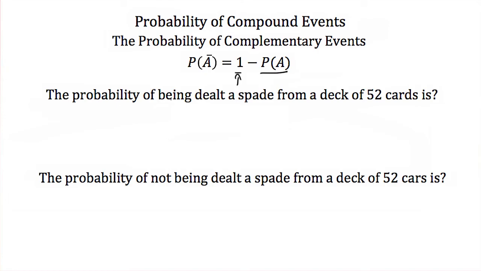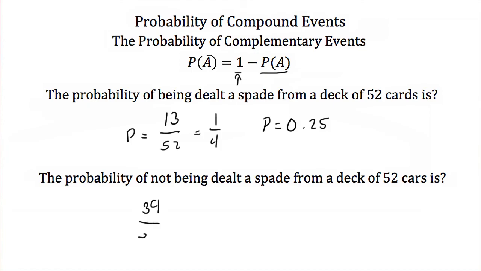So what's the probability of being dealt a spade from a deck of 52 cards? Well, there's 13 spades in a deck of 52 cards, so our probability would just be 13 over 52. This reduces down to 1/4, so the probability of being dealt a spade from a deck of 52 cards is 0.25. So what's the probability of not being dealt a spade from a deck of 52 cards? Well, there are 39 cards that are not spades in a standard deck of cards. So it would be 39 out of 52. This reduces down to 3/4. So the probability of not being dealt a spade from a deck of 52 cards is 0.75.